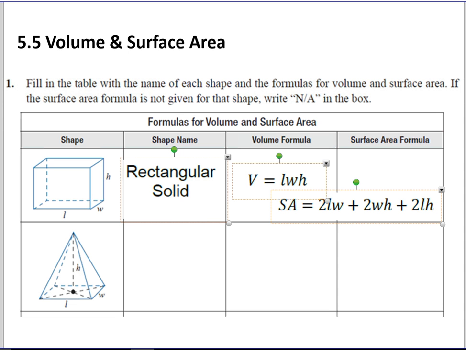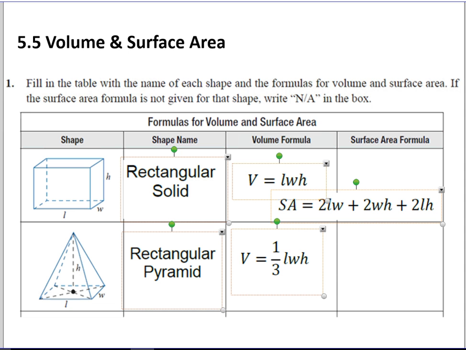Our next shape also has a rectangle at the bottom, but notice it comes to a point, and so it's a pyramid. So we have a rectangular pyramid for our next shape, and to compensate for it going to a point, because if we just did length times width times height, we would get the same volume as a rectangular solid with those dimensions, we have to multiply it by 1/3 or divide it by 3. And so when we have our shapes coming to a point, we're going to take 1/3 in the formula.